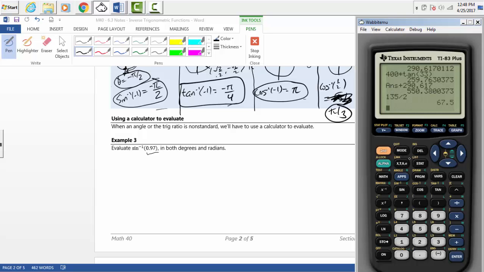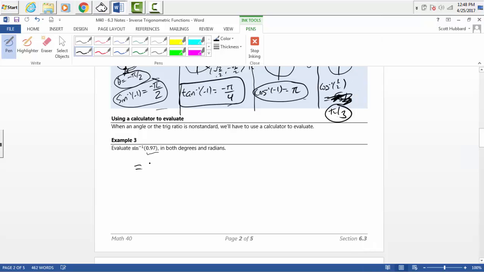Make sure you're in degrees, and then just hit sine inverse. Sine inverse is right here. It's the yellow button. So sine inverse of 0.97. The 0 wasn't necessary. And we get 75. Now this is a degree. We're in degree mode, so just remember that that means it's 75.93 degrees.